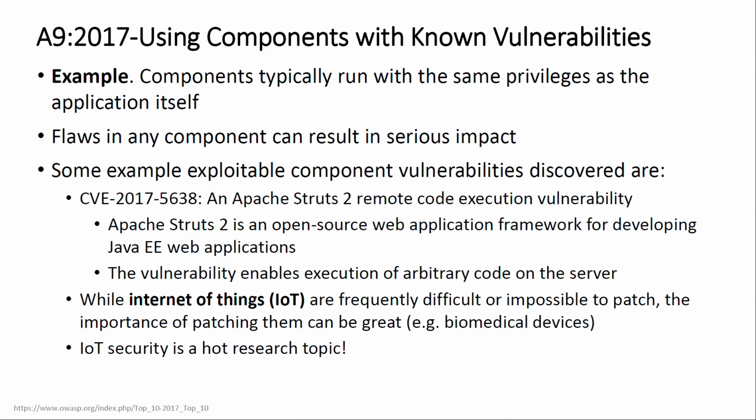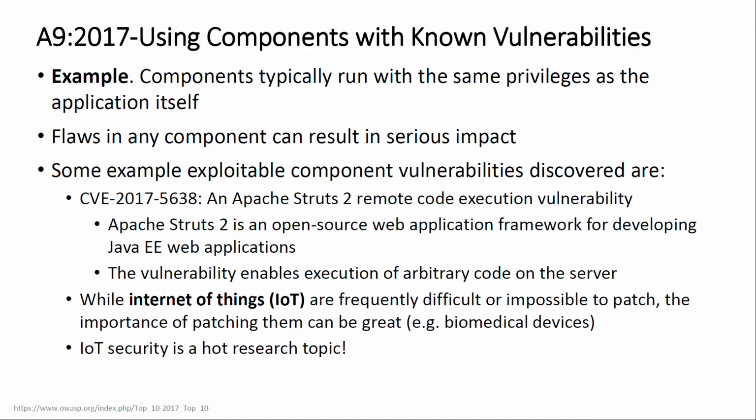And the ninth one is using components with known vulnerabilities. For example, components typically run with the same privileges as the application itself. Flaws in any component can result in serious impact. Some example exploitable component vulnerabilities discovered are, for instance, there's a CVE here, and the Apache Struts 2 remote code execution vulnerability. This is an open source web application framework for developing Java EE web applications. The vulnerability enables the execution of arbitrary code on the server.